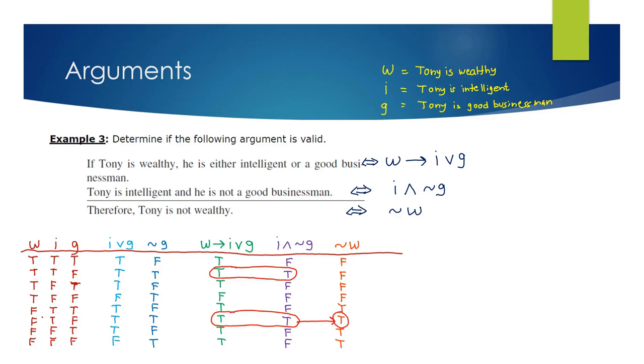Although I have down here that the two true statements lead to a true conclusion, I do have an instance right here where I have two true statements and a false conclusion. For me to state it's a valid argument, everywhere I have all the premises being true, I have to have the conclusion being true. Even if there's just one instance of all the premises being true and the conclusion being false, the argument is not valid. So it's not valid to conclude that Tony is not wealthy based off of the information that we have here. So this argument is not valid, it's invalid, it's a fallacy, whichever you want to call it.